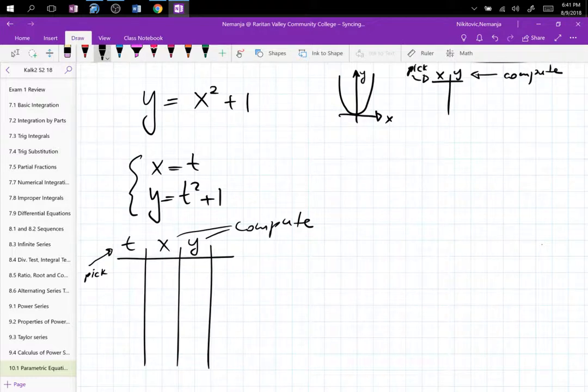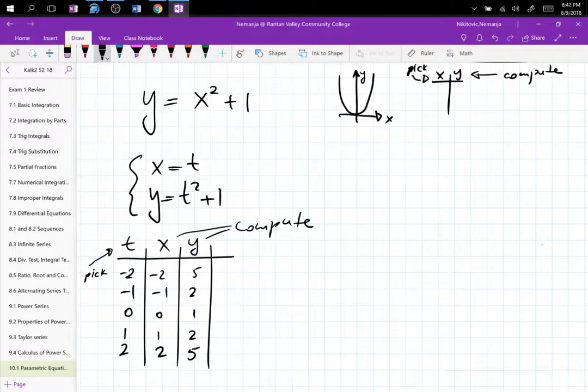Now, you can think of parameter t as time. So I can pick, let's say, -2, -1, 0, 1, and 2, and this is -2 seconds, -1 seconds, 0, 1, and 2 seconds. And now, being that x is equal to t, we have negative 2, negative 1, 0, 1, and 2. As I said, this example is not the greatest, but it just brings the calculations across. When I square all of these and add 1, I get 5, 2, 1, 2, 5. And now, we get the same graph as we had before.